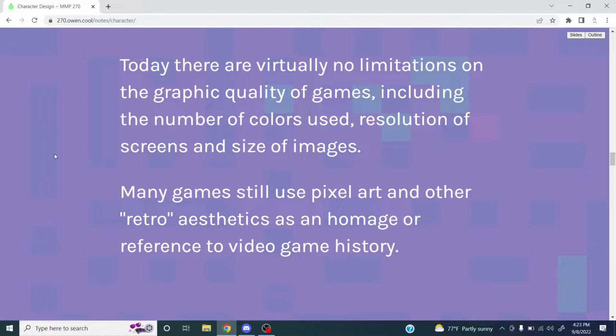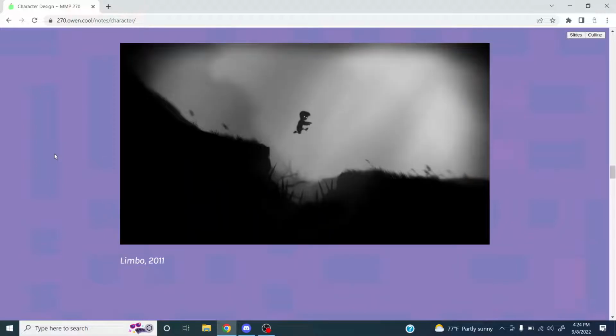In general, today, as I mentioned, we don't really have any limitations in terms of the hardware. I mean, we do still have some, but generally, if you want to draw something, you can pretty much use as many colors and as much detail as you want on a computer. But pixel art and other retro aesthetics are still popular because they're related to this history of video games.